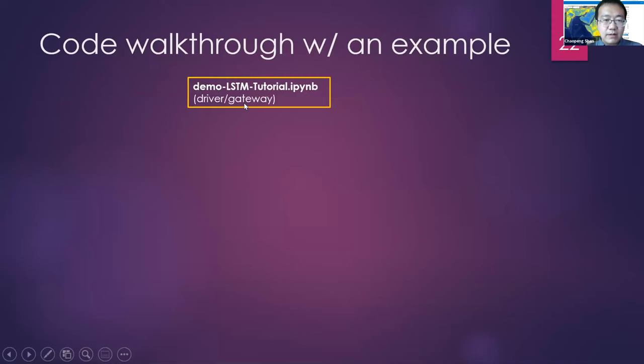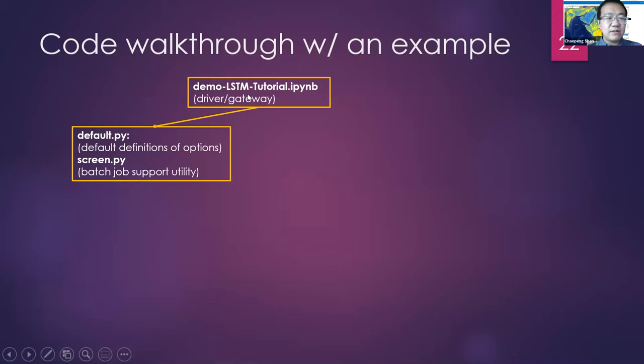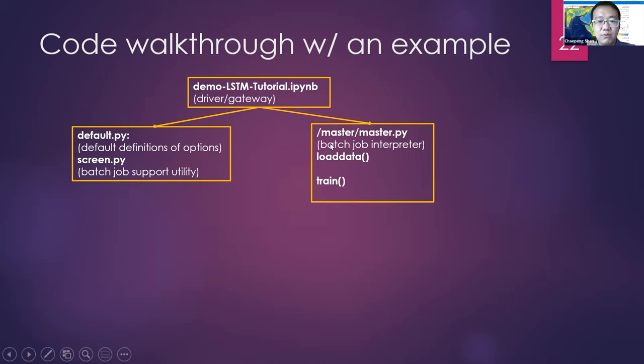Okay, so this is the gateway, right? It calls a bunch of utilities. I'm going to give you an overview here. Utilities like defaults.py, which defines a lot of default options, and screen.py, which is a batch job support utility. And then you can look at master.py, it's a batch job interpreter. And the data coming through this script called load data. And the case we built is for soil moisture.